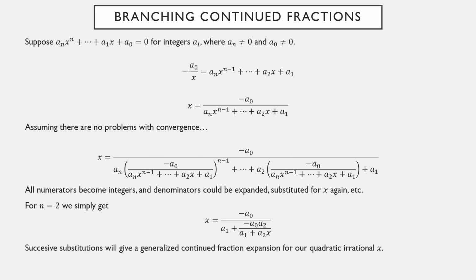Successive substitutions give a generalized continued fraction expansion for a quadratic irrational. If n is 2, we're talking about quadratic irrational numbers. So we end up with a not very unpleasant continued fraction expansion, and I do recommend you sort of check out what happens there. It's actually quite nice.